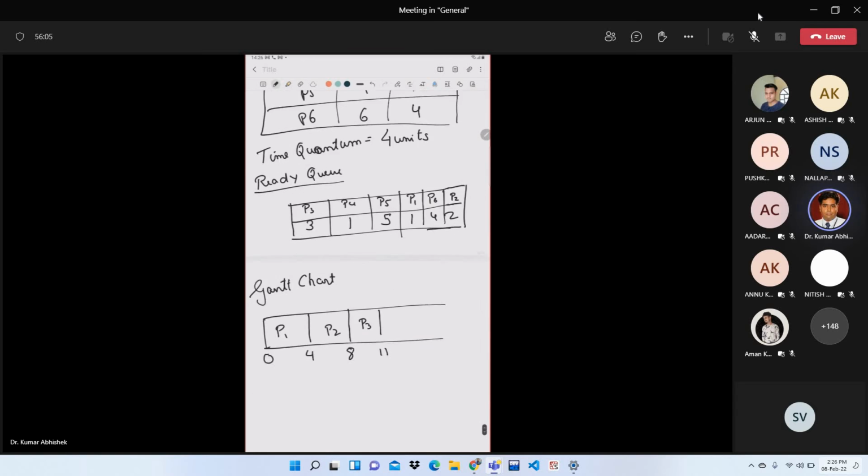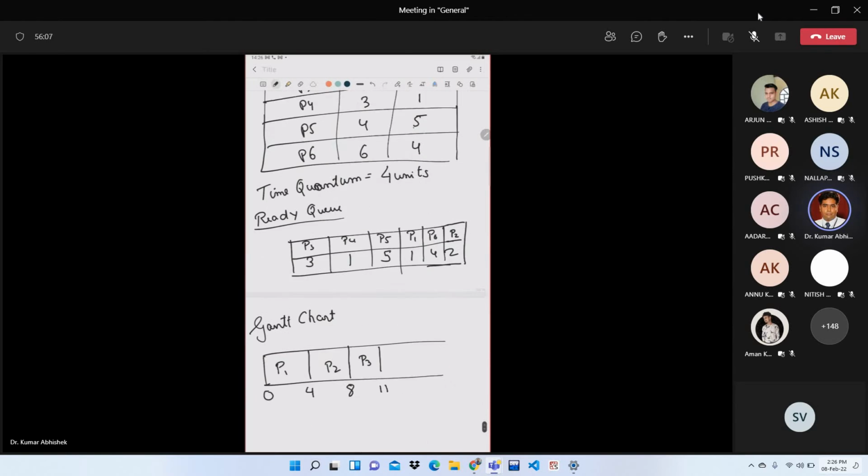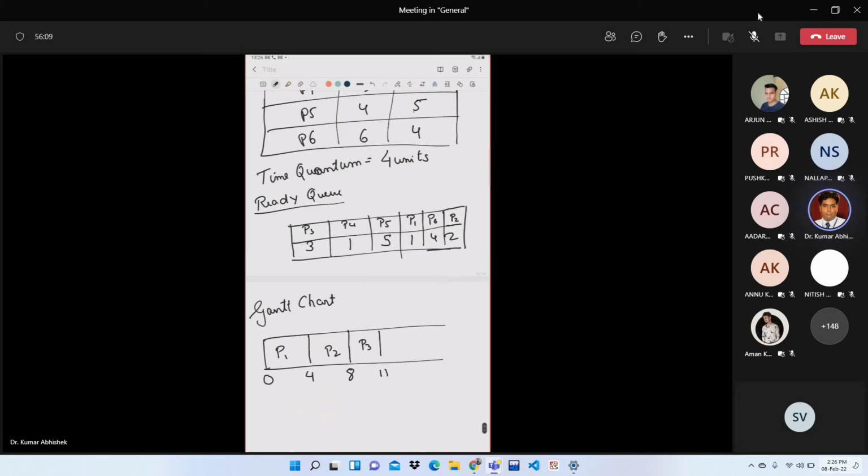So P3, what is the burst time? P3 burst time is 3. What is the time quantum? 4. So it will finish execution and it will go to termination state. Now what will happen over here? This is removed. This is our ready queue.